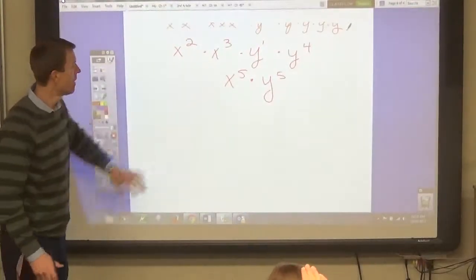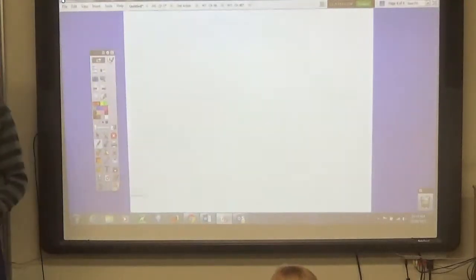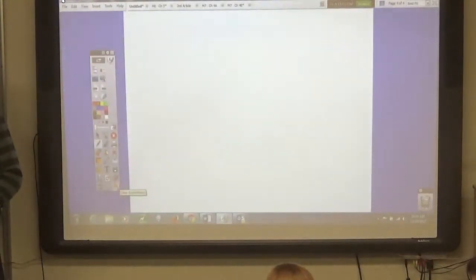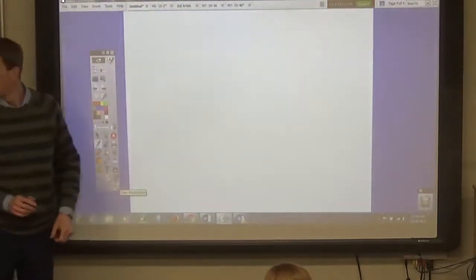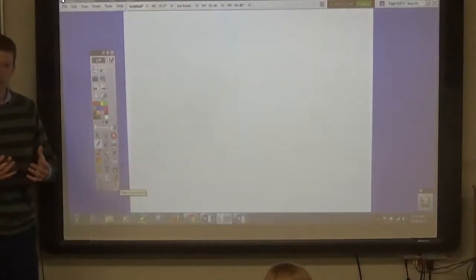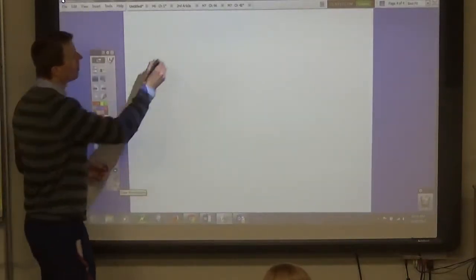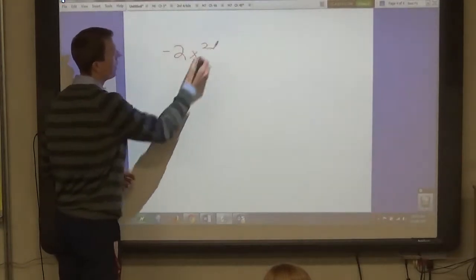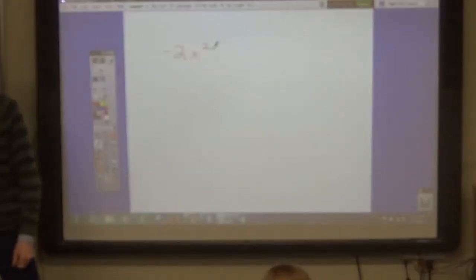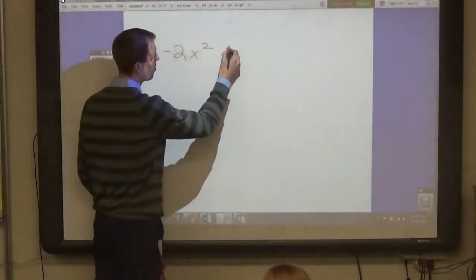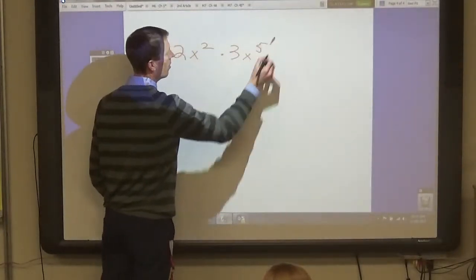Okay? Now, turn the page. Macaroni and Cheerios. Look at example 2. This one has some numbers in it. Negative 2x squared times 3x to the 5th power.